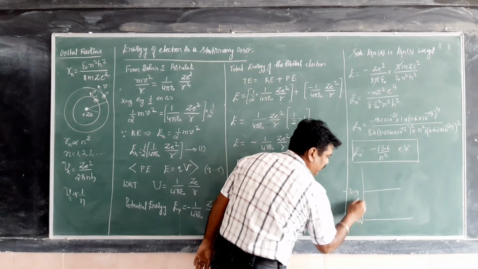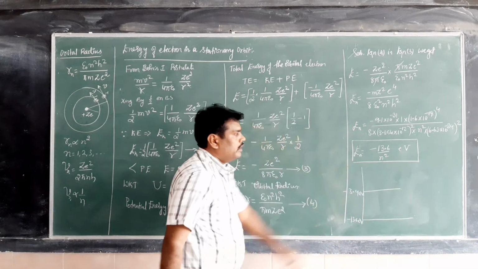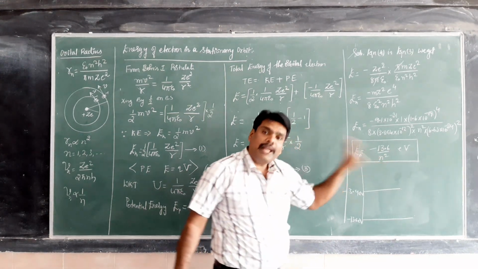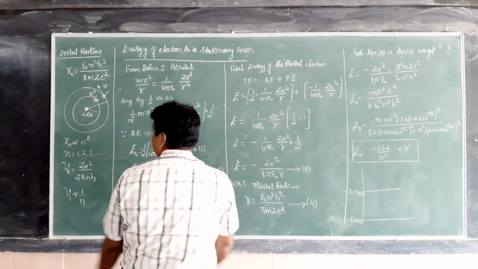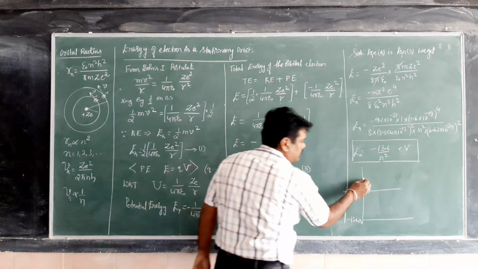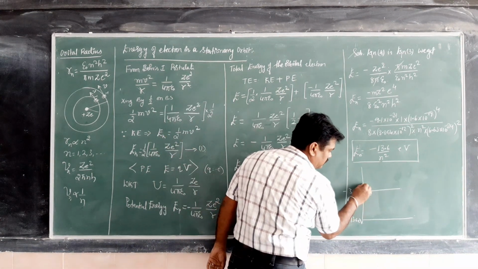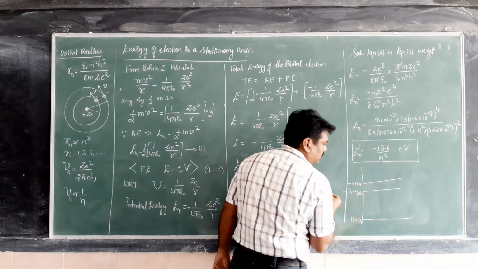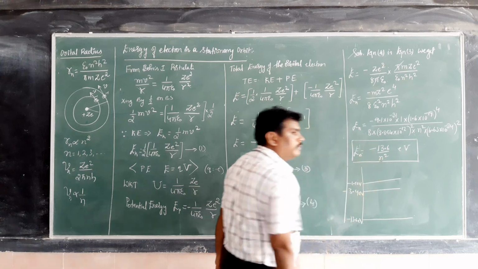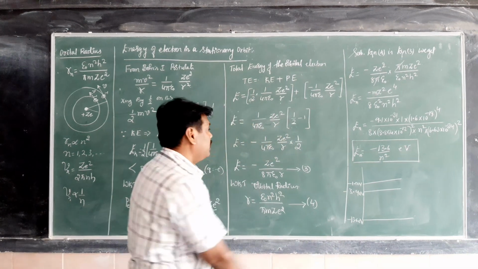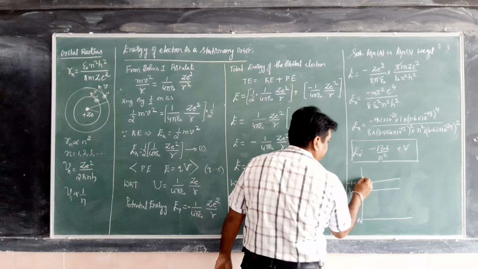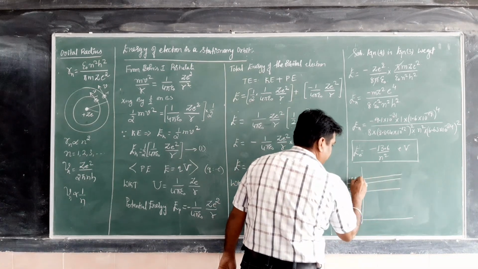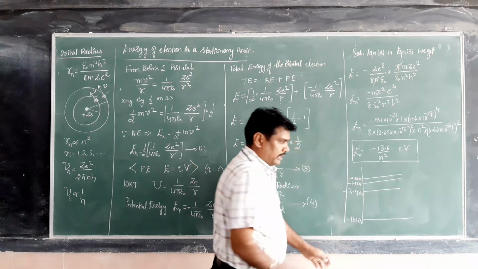If I take n is equal to 3, minus 13.6 divided by 9, you will get minus 1.5 electron volt. Again, if I take n is equal to 4, divided by 16, the value becomes minus 0.8 electron volt. Like this.